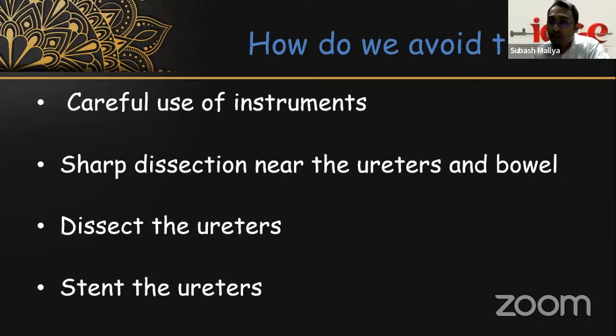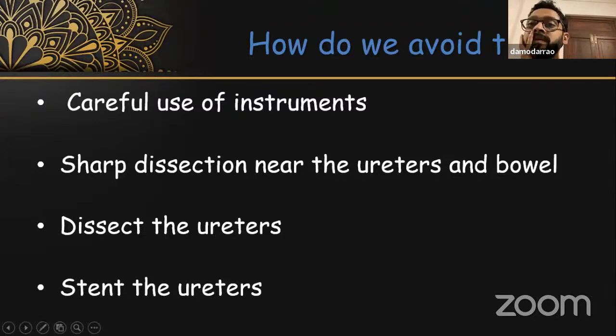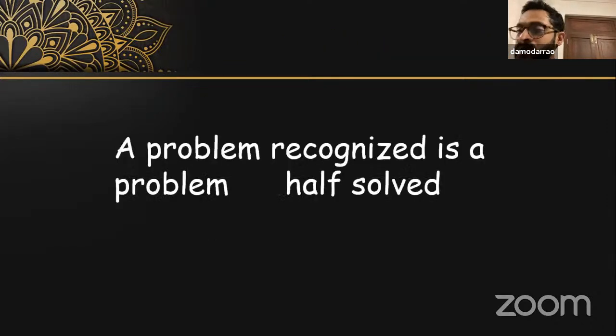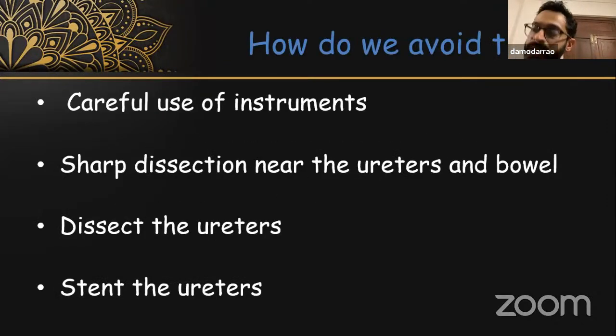Now, how to avoid this, Damodar? Do you have any tips for this? So we're talking about ureters? No, not completely; I have to talk about one organ at a time. If it's ureters, yes, I like to dissect the ureter out rather than stent it. I would do a stenting at the end of the procedure, not at the beginning. If I have a suspicion that there is some problem with the ureter, there could be some thermal injury, at the end of the procedure I stent it.